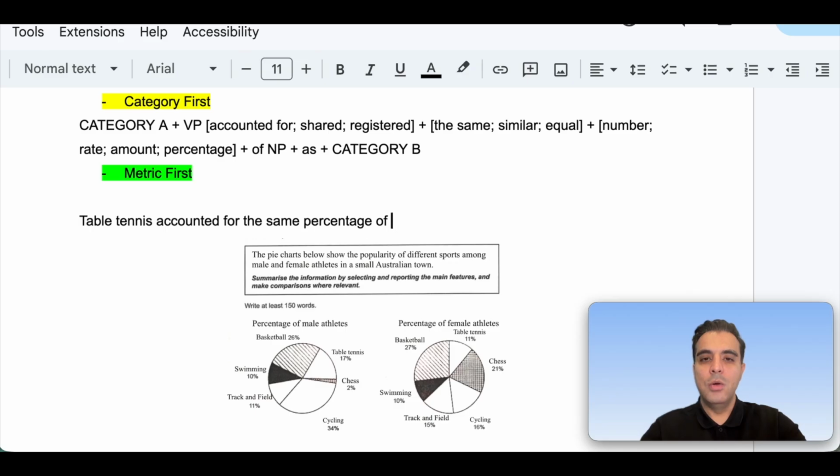of. Now, what is the noun? What is the NP here? It is female athletes, female Australian athletes, right? So female Australian athletes. And then we use "as" followed by category B. So as, what is the second category? It's swimming. So swimming is added here. Table tennis accounted for the same percentage of female Australian athletes as swimming.